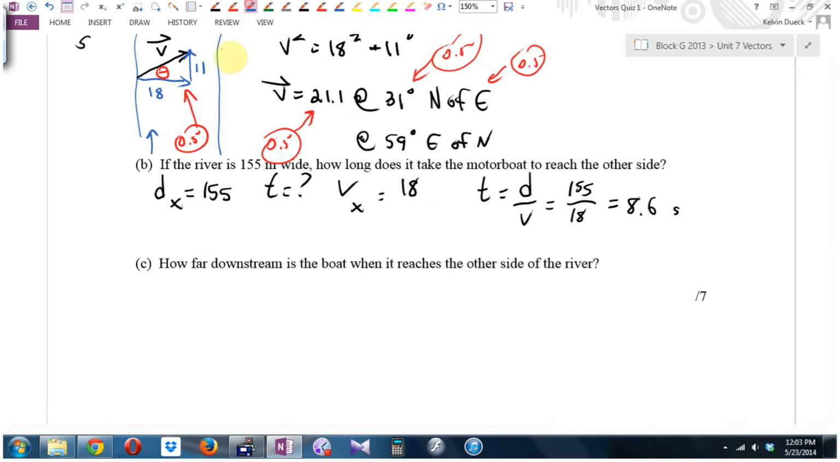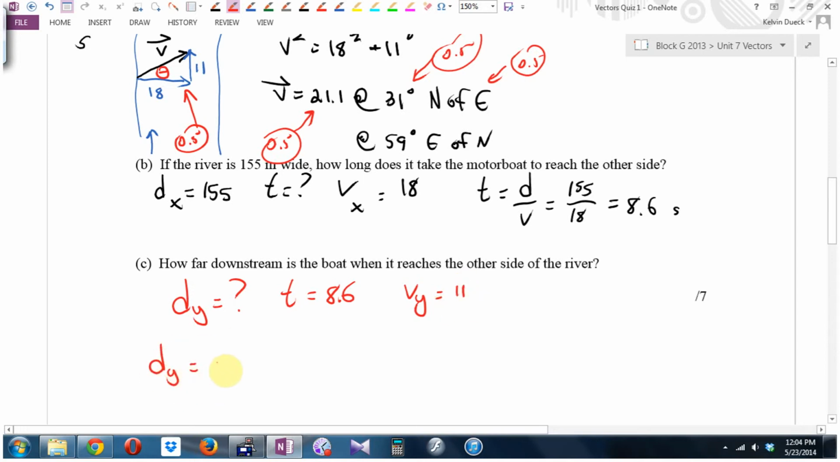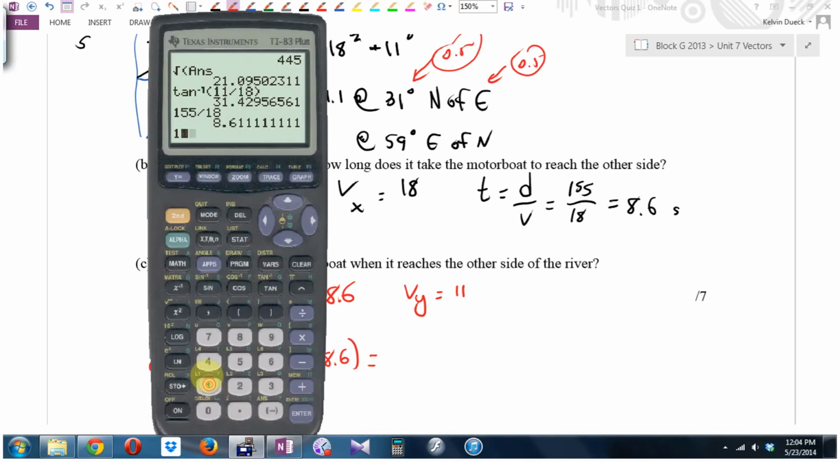You know what? That wants me to find, I think, a vertical displacement. I know time is 8.6 seconds. I'm going to use a vertical speed, which happens to be the current, which was 11. I'm going to say dy equals vyt. 11 times 8.6. In my head, 900 and subtract the 46? I got to double check. Is it 946? Or am I way off?